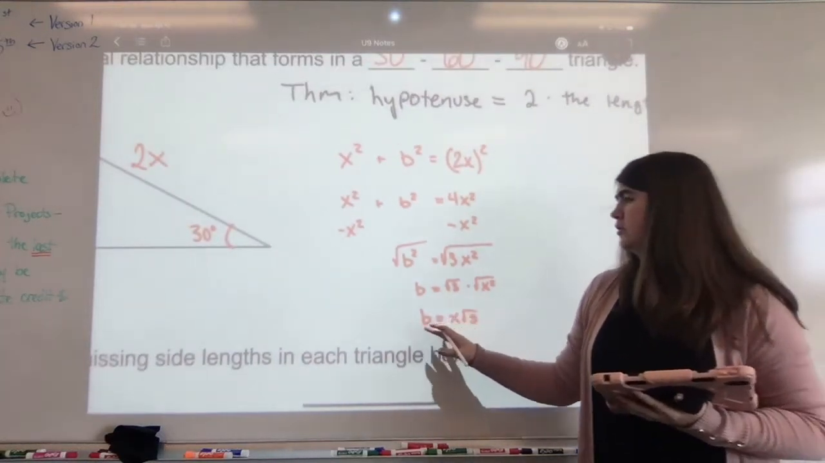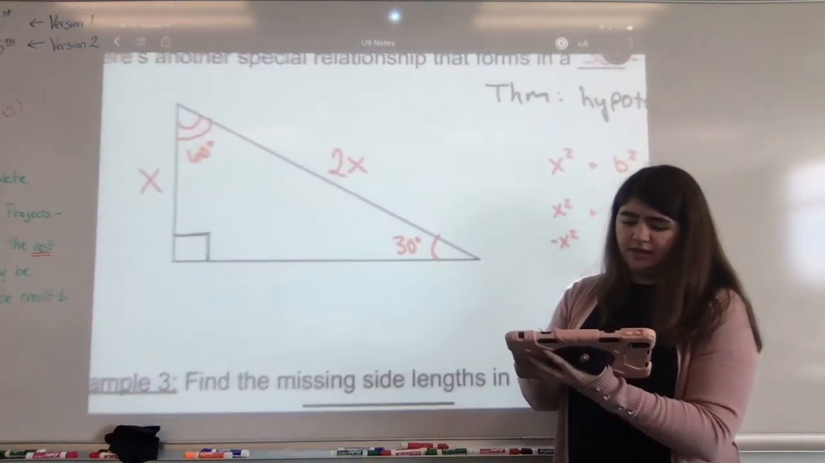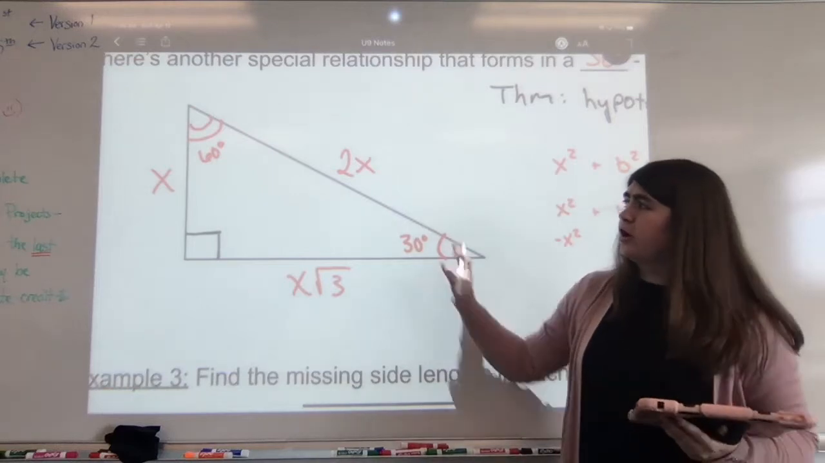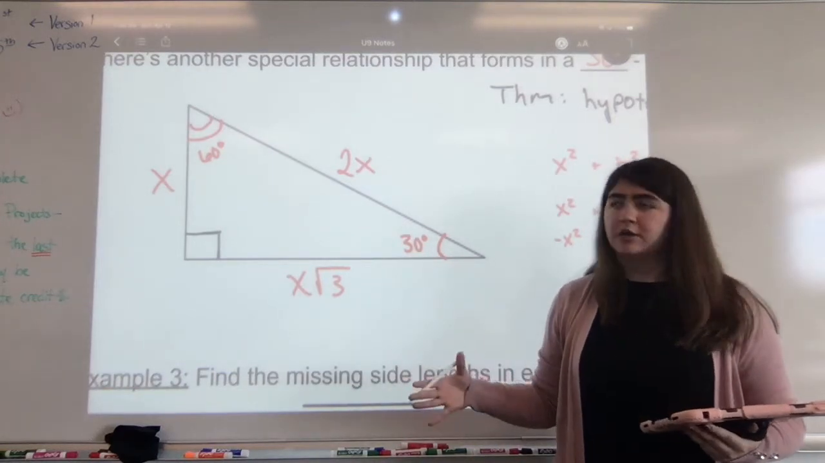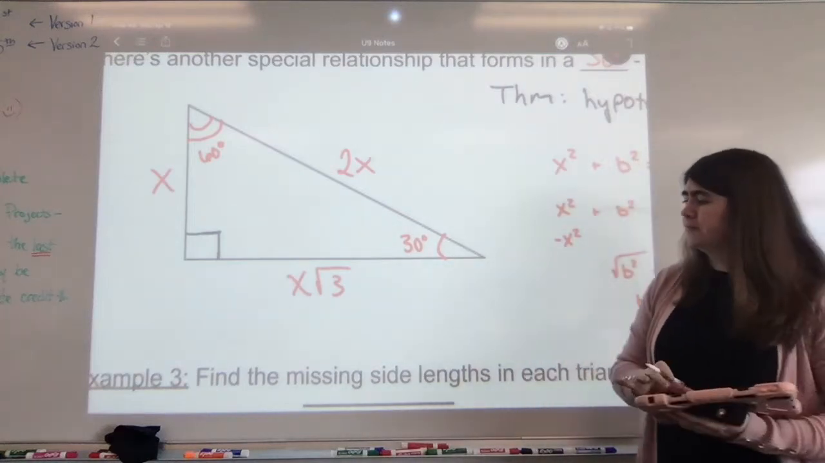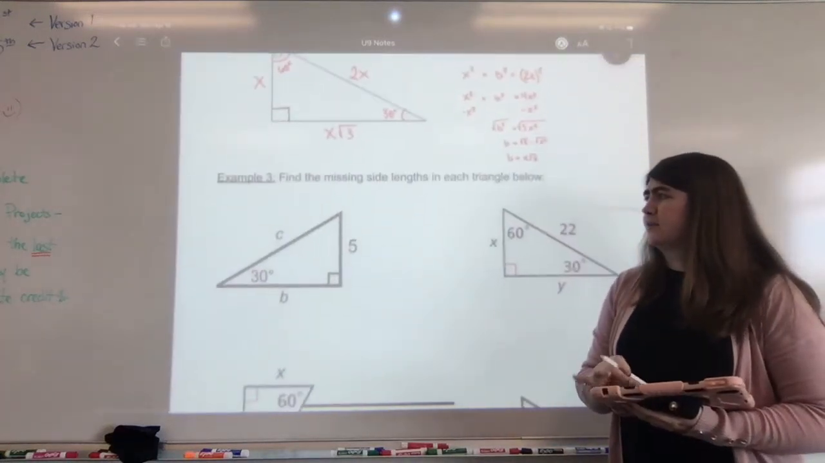Now that I know that my other leg is x square roots of 3, I have a formula for all 3 sides of my triangle. This is again for a 30, 60, 90 special right triangle. All right, let's take a look at some examples.